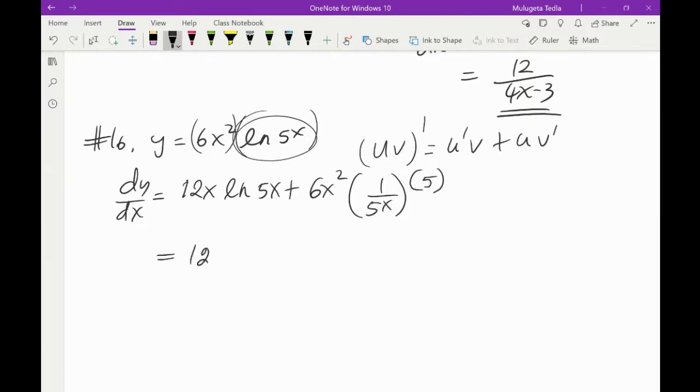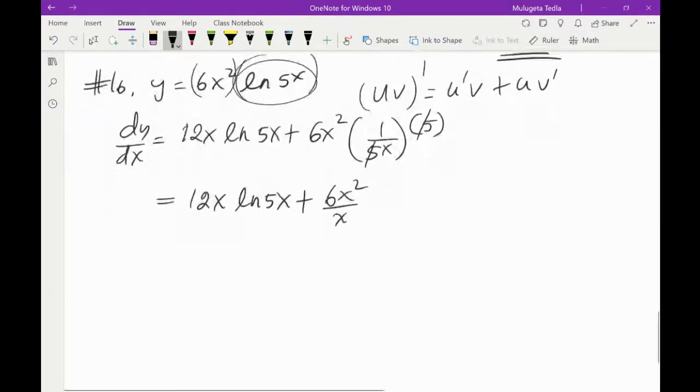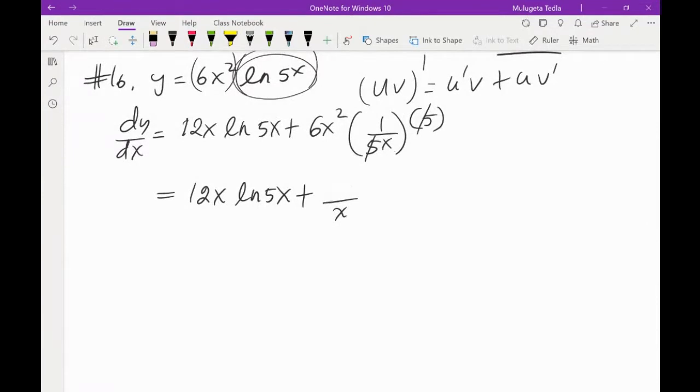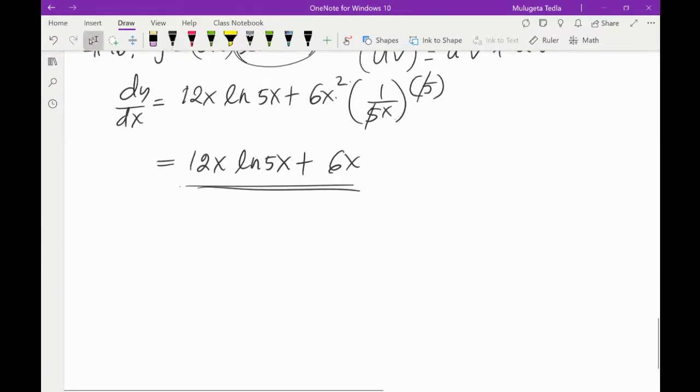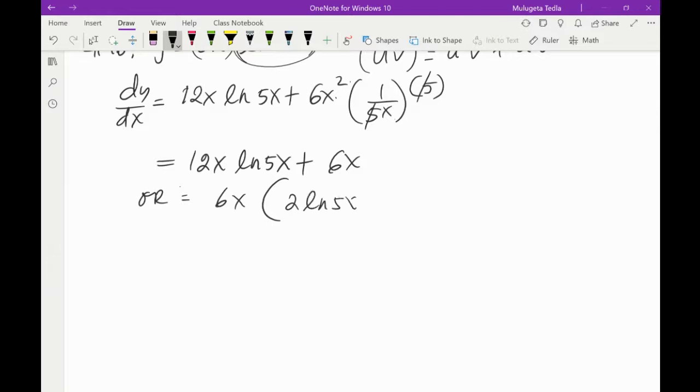So this is 12x ln of 5x plus, the 5's cancel, I got 6x squared over x. You could have done that too. 6x squared divided by x is 6x. You can factor, but you can leave it the way it is. You can factor 6x if you wish, so 2 ln of 5x is left plus 1. Both I will mark right.